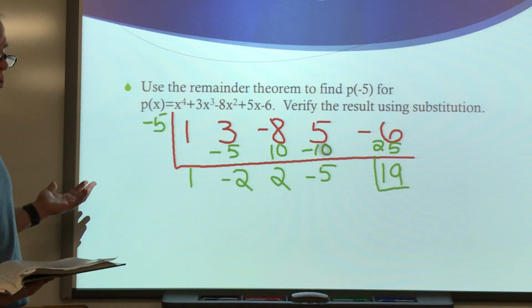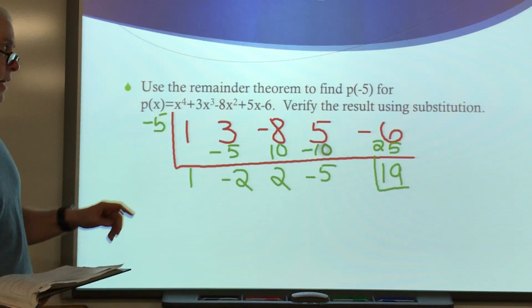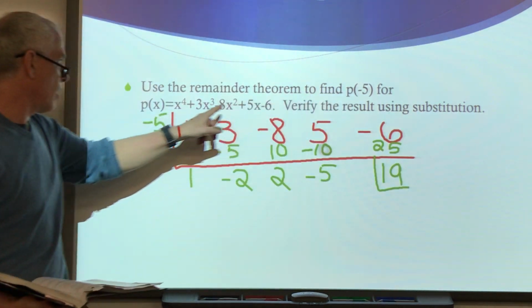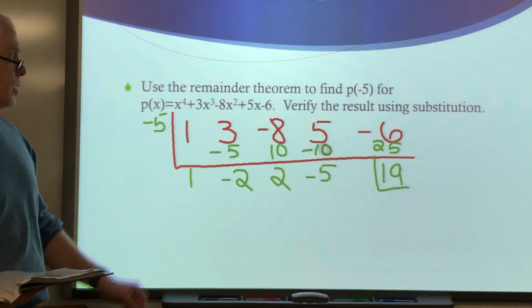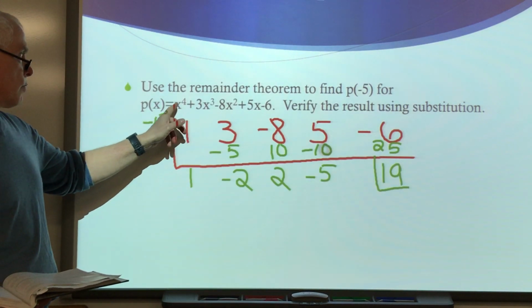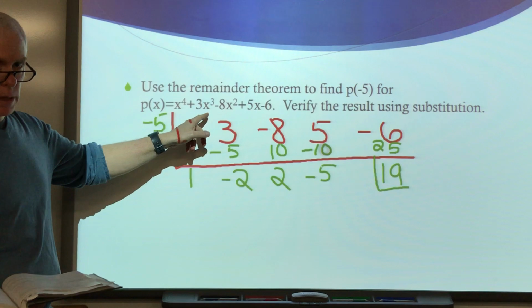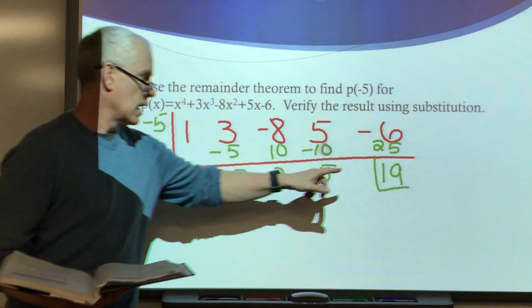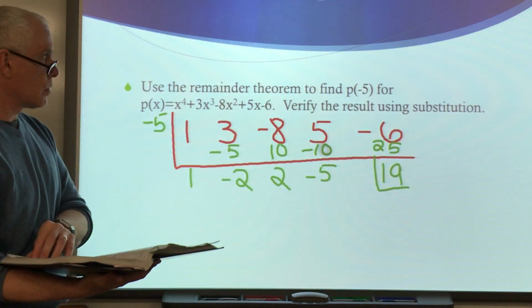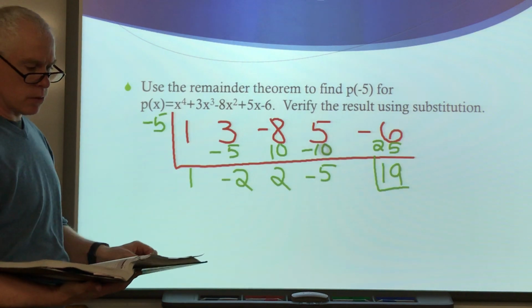That 19 represents my answer. That's equivalent to putting the -5 in for x in all of those terms. So if I went -5 to the 4th plus 3 times -5 to the 3rd, etc., I would get 19. So that's how the remainder theorem can help us through that.